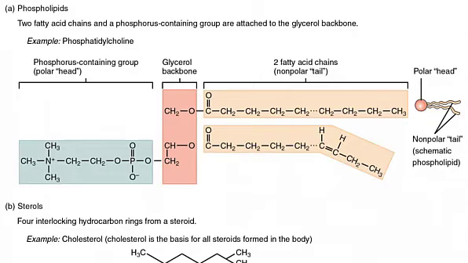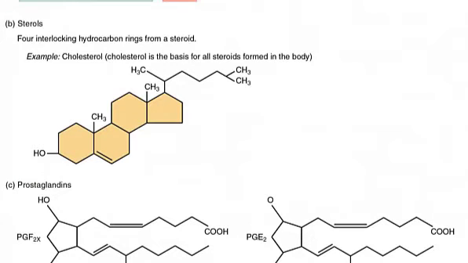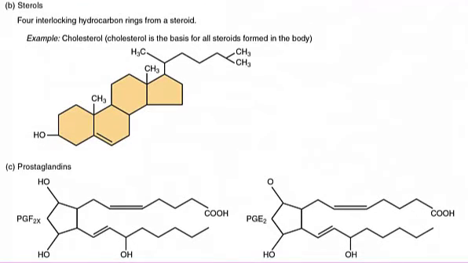In figure A of this picture, phospholipids are composed of two fatty acids, glycerol, and a phosphate group. In figure B, sterols are ring-shaped lipids. Shown here is cholesterol. And in figure C, prostaglandins are derived from unsaturated fatty acids. Prostaglandin E2 includes hydroxyl and carboxyl groups.